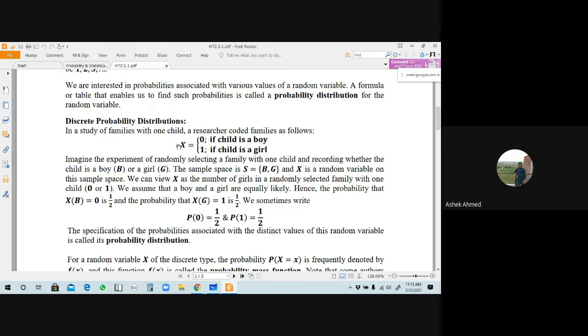So if it is a girl, the value of X will be 1, and if it is a boy, the value of X will be 0. Okay, from here tell me how many categories of babies are there? Boy and girl, so the sample space will be B and G. Is it right? Response.